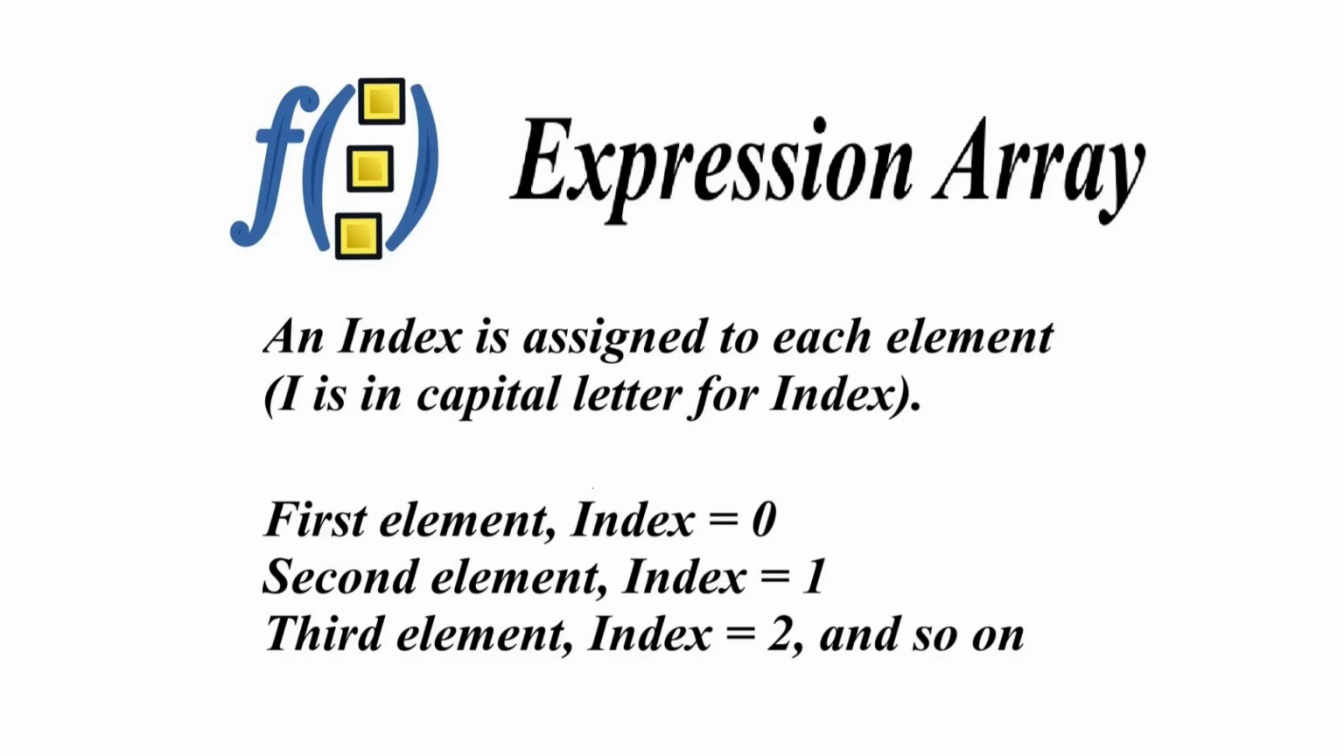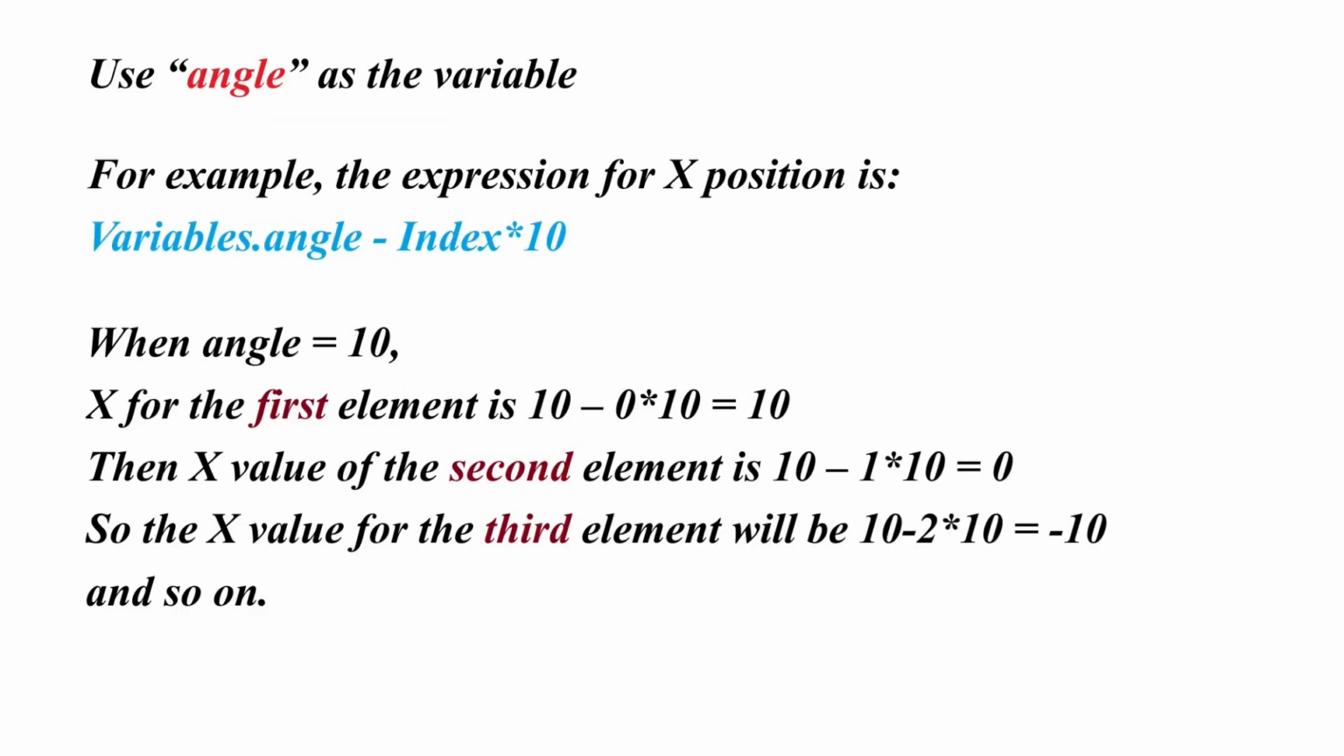When there are more than one element, an index is assigned to each element. I is in capital letter for index. 0 for the first element. 1 for the second element, and so on. I set up a variable angle to change the XY position. For example, the expression for X position is variables.angle minus index times 10.